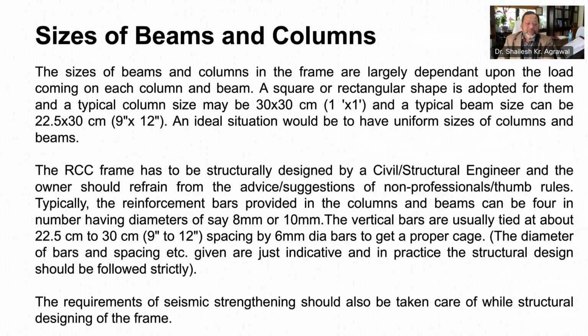A typical beam size can be 9 inches by 12 inches or 230 by 300 mm. Ideally, building should have uniform sizes of columns and beams. Typically, the reinforcement bars are also provided in columns and beams, and they can be 4 in number, having diameter 8 mm or 10 mm. These bars are tied through lateral ties at about 9-inch to 12-inch spacing by 6 or 8 mm dia bar to get a proper gauge.